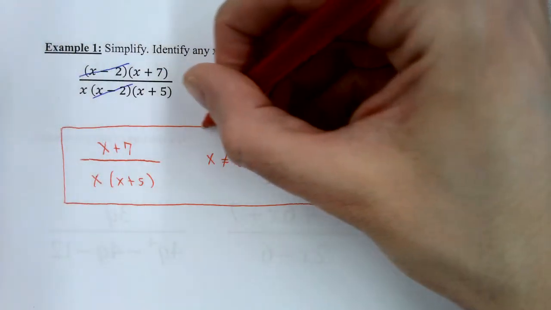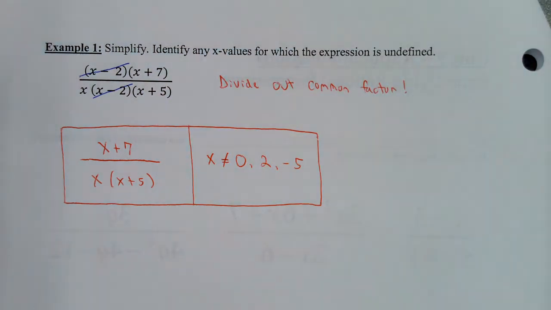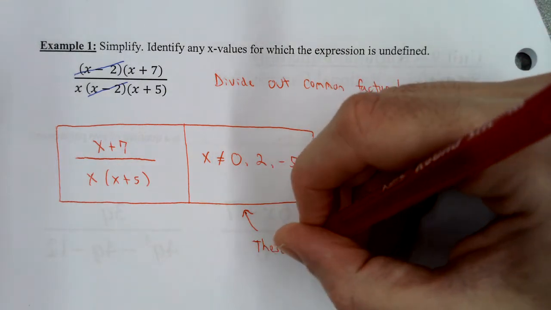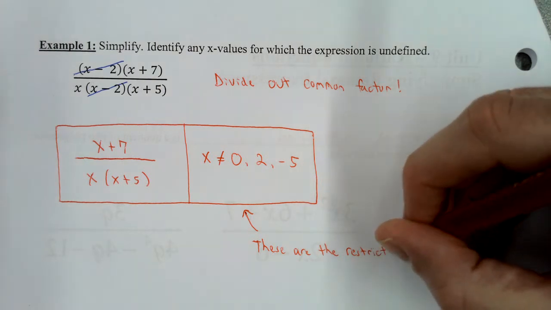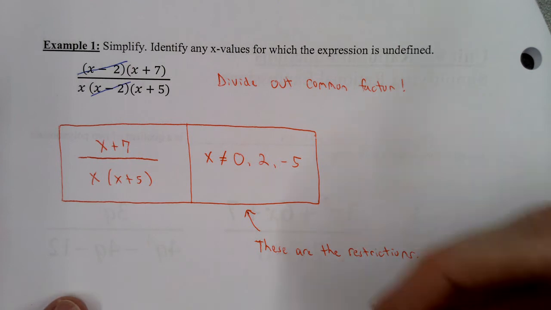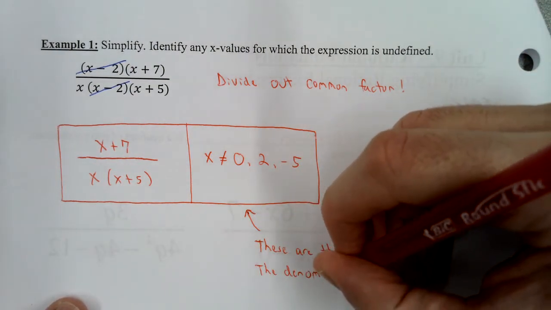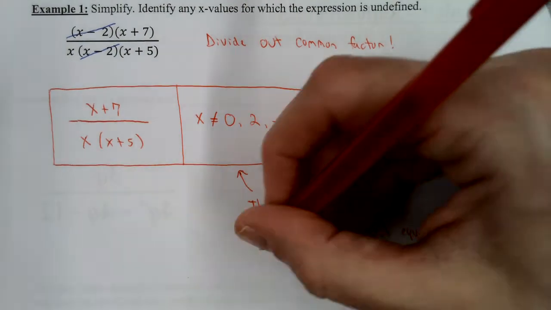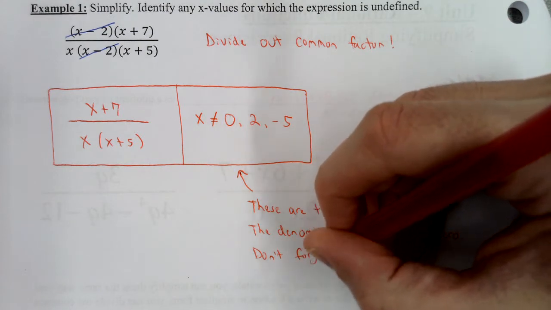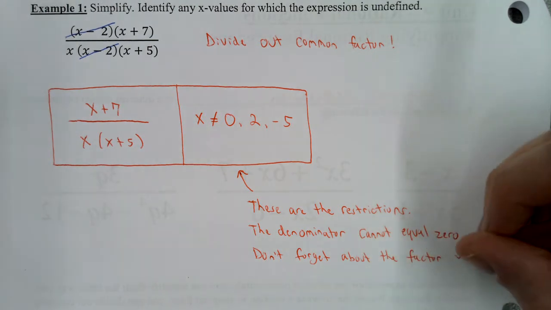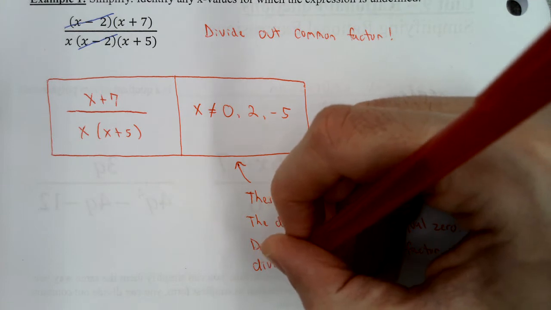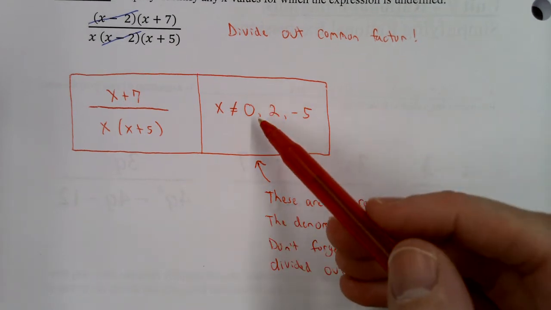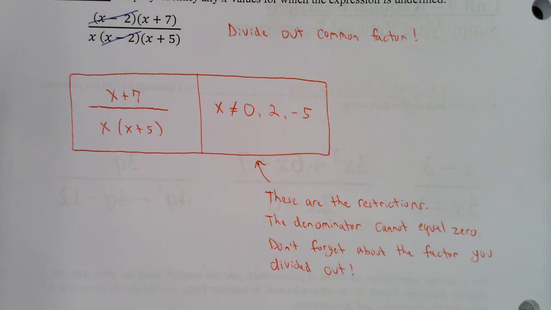Put my answer like this. And let me just jot down a note, okay? So just so you know what I'm doing, these are the restrictions. Okay, I'll say the denominator cannot equal 0. Don't forget about the fact that you divided out. I'll jot that down too. Okay, those are the values, the restrictions, those are the values that make the denominator equal 0. You cannot have that. Don't forget about the fact that you divided out.